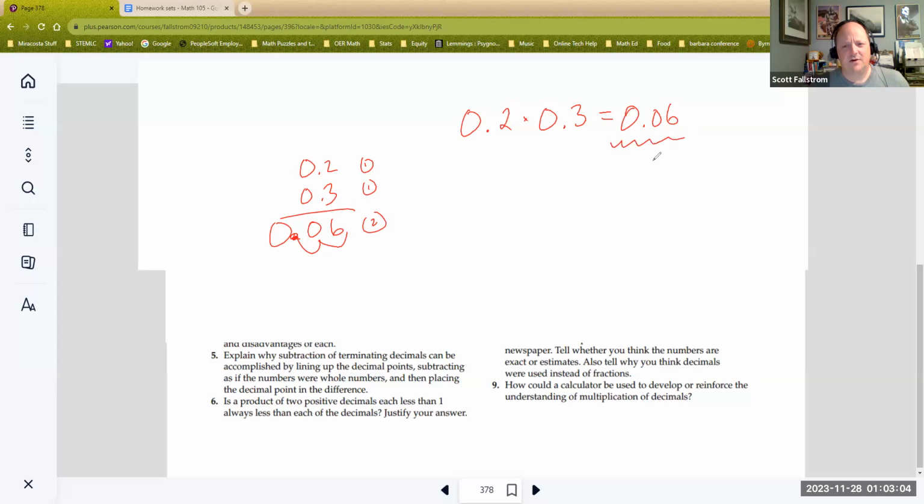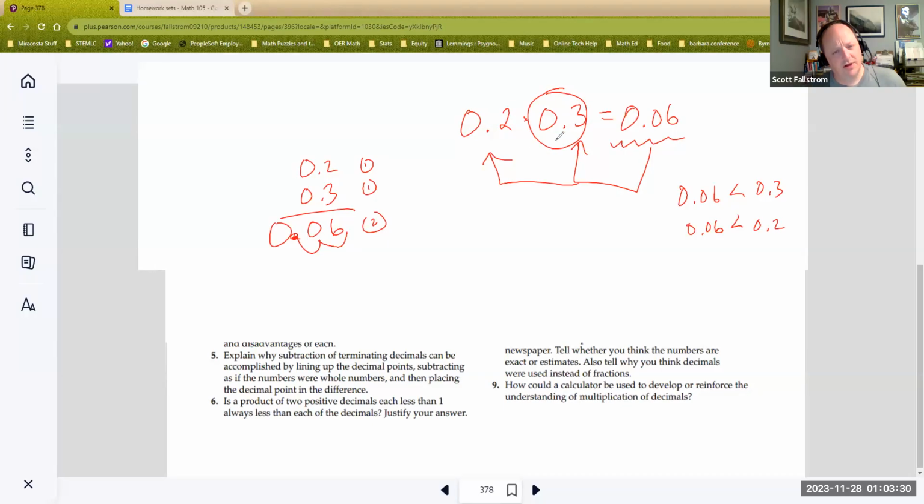Now compare the result with 0.3. 0.06, or 6 hundredths, is less than 0.3. And it's also less than 0.2. So it didn't matter which one you're comparing it to. If you're multiplying by a positive fractional number less than 1, multiplying by something less than 1 makes it smaller. So I should end up with something even smaller than 0.2. That is the idea.